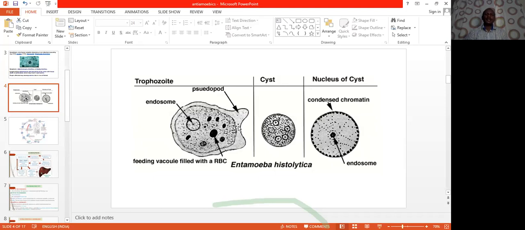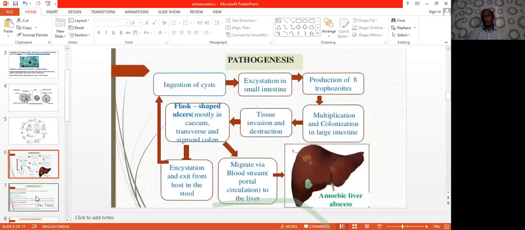Morphologically, you can see that here it is mononucleated, an immature form, and here you have quadrinucleated, 1, 2, 3, 4 nuclei. So that mature form will be converted into the cyst form. Only the cyst form is the infective form, whereas the trophozoite form is the invasive form. It can only invade from one organ to another organ. It cannot cause the infection.